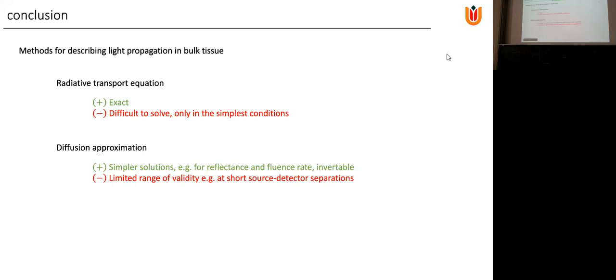But there is a limited range of validity, especially close to the light source. That means that if you have an experiment where one fiber sends light in and another fiber picks light up, and these two are too close together, then the diffusion approximation does not work.